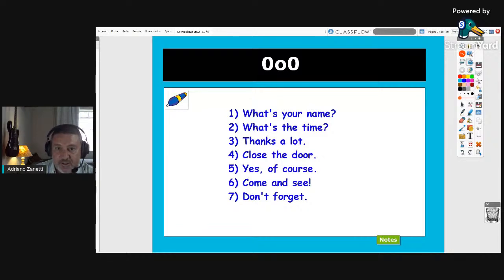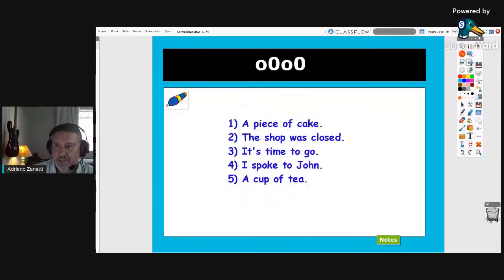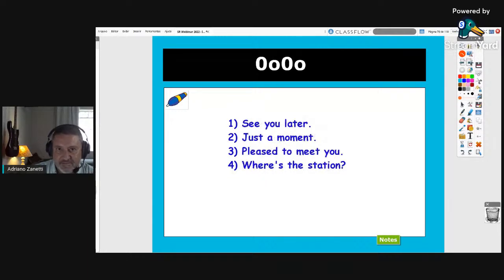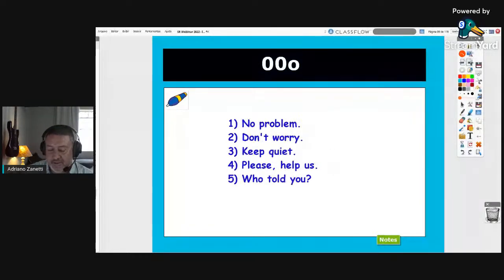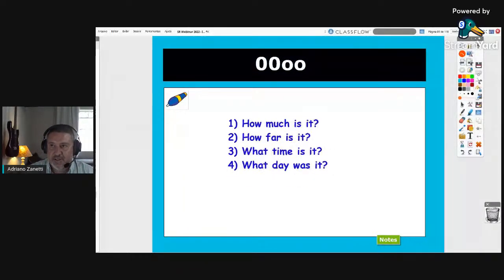Don't forget. So simple language chunks that are there. We don't need to reinvent the wheel. It's there. It's within our reach. So let's do it.